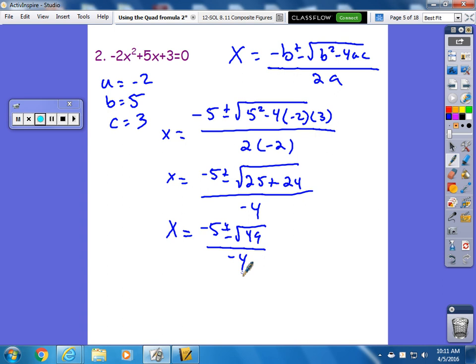Now in this case, we end up with a perfect square under the radical. So that's going to be a 7. The square root of 49 is 7. And now you'll see how you get the two answers.